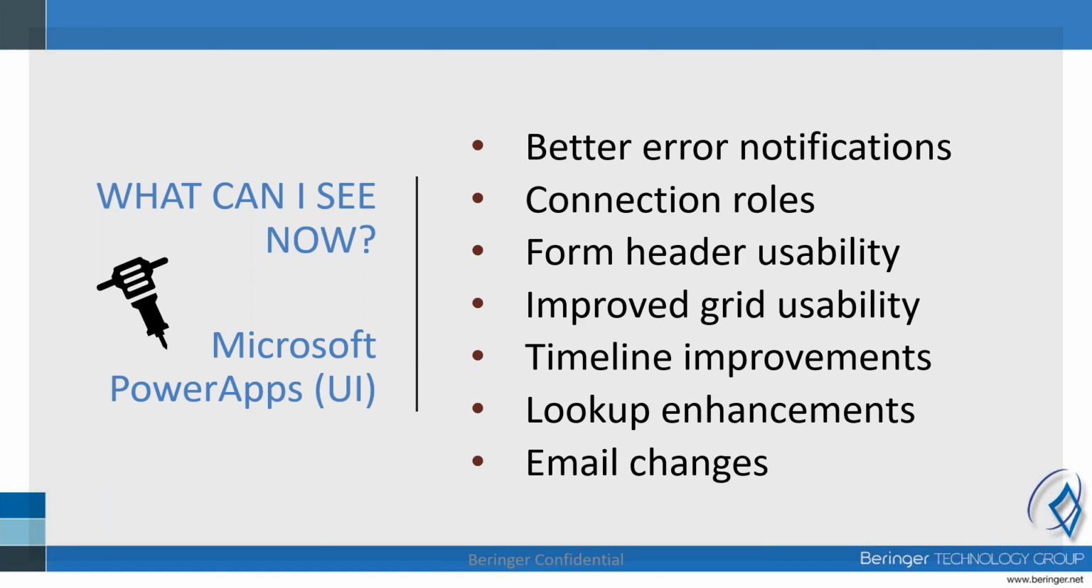Form header usability. The visibility of the form header has improved. They got rid of a lot of the white space, and also the title of the record is never going to truncate. So if you have a really long record title, you'll be able to see the whole thing. The header fields now appear as read-only, but you are able to click on a little chevron button and easily make changes to your header fields.